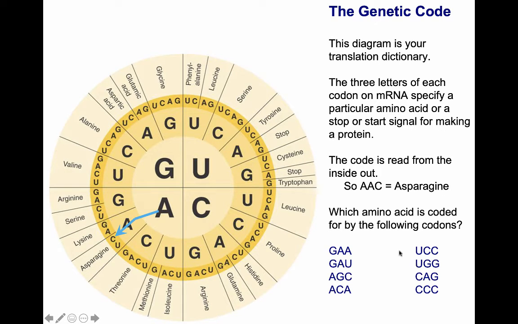And it's a good idea to practice. I've given you 8 codons there. Use this wheel diagram to help you determine what amino acid would be coded for by each of these codons. And keep in mind that the sequence on this messenger RNA, GAA, was originally a sequence in DNA back in the nucleus.